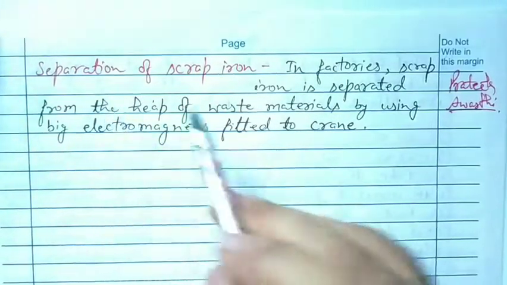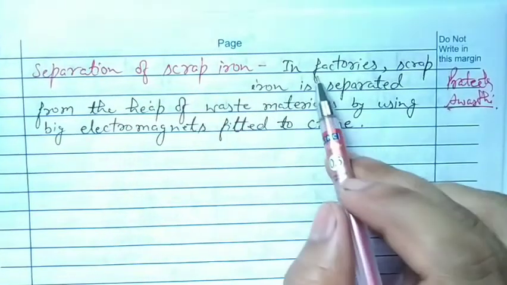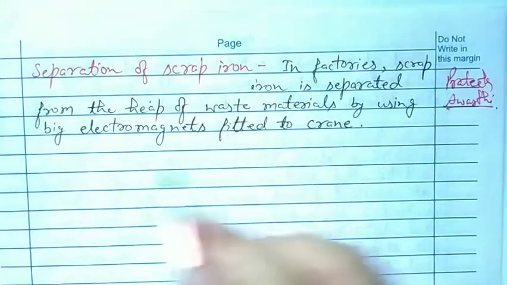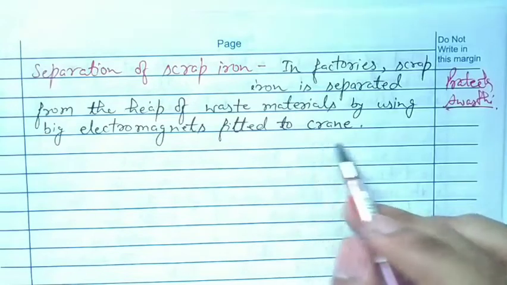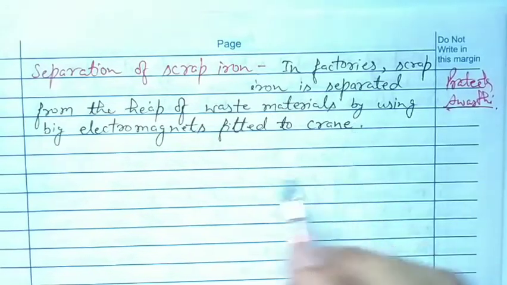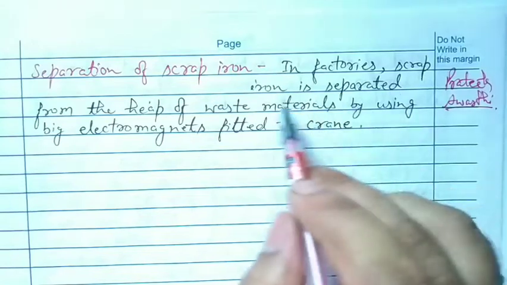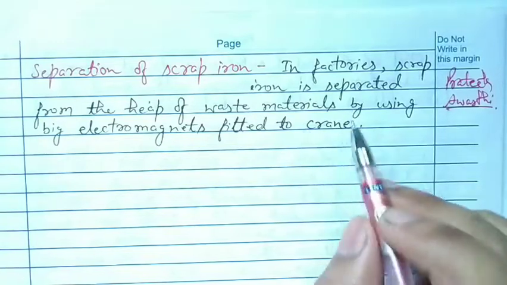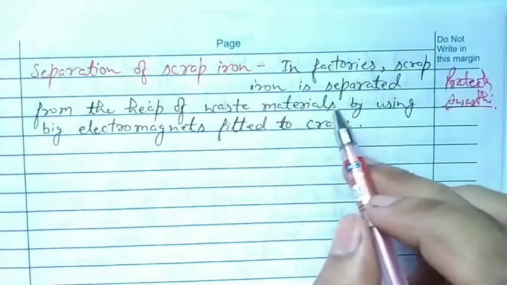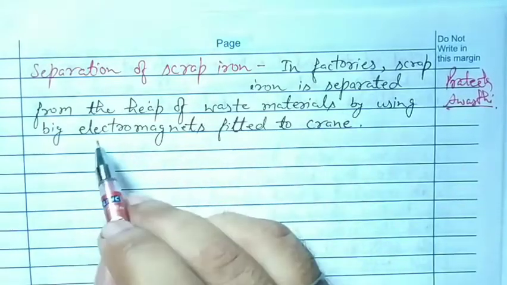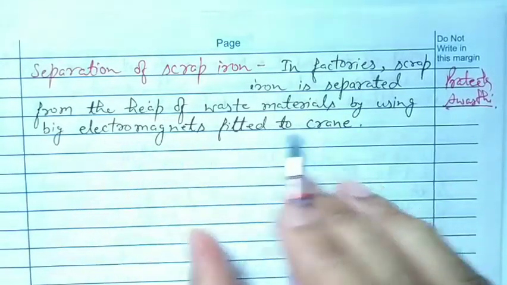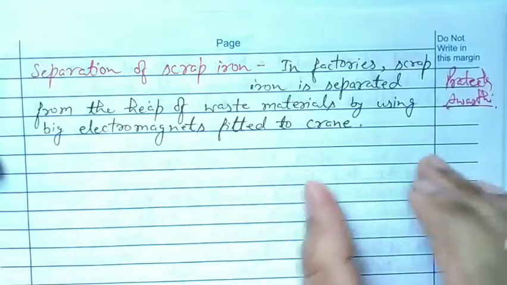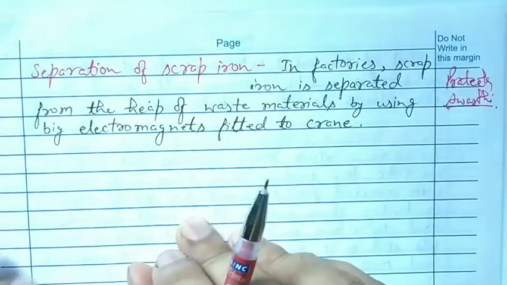Also, the separation of scrap iron. This method is used in factories. Scrap iron is separated from the heap of waste materials by using big electromagnets fitted to a crane. When electricity is passed, this electromagnet attracts all the iron pieces present in the heap of waste materials; the materials which contain iron or magnetic substances get attracted to the electromagnet. They are shifted to another place, and when the electricity is stopped, all those pieces get separated and collected at the different place where we want them.